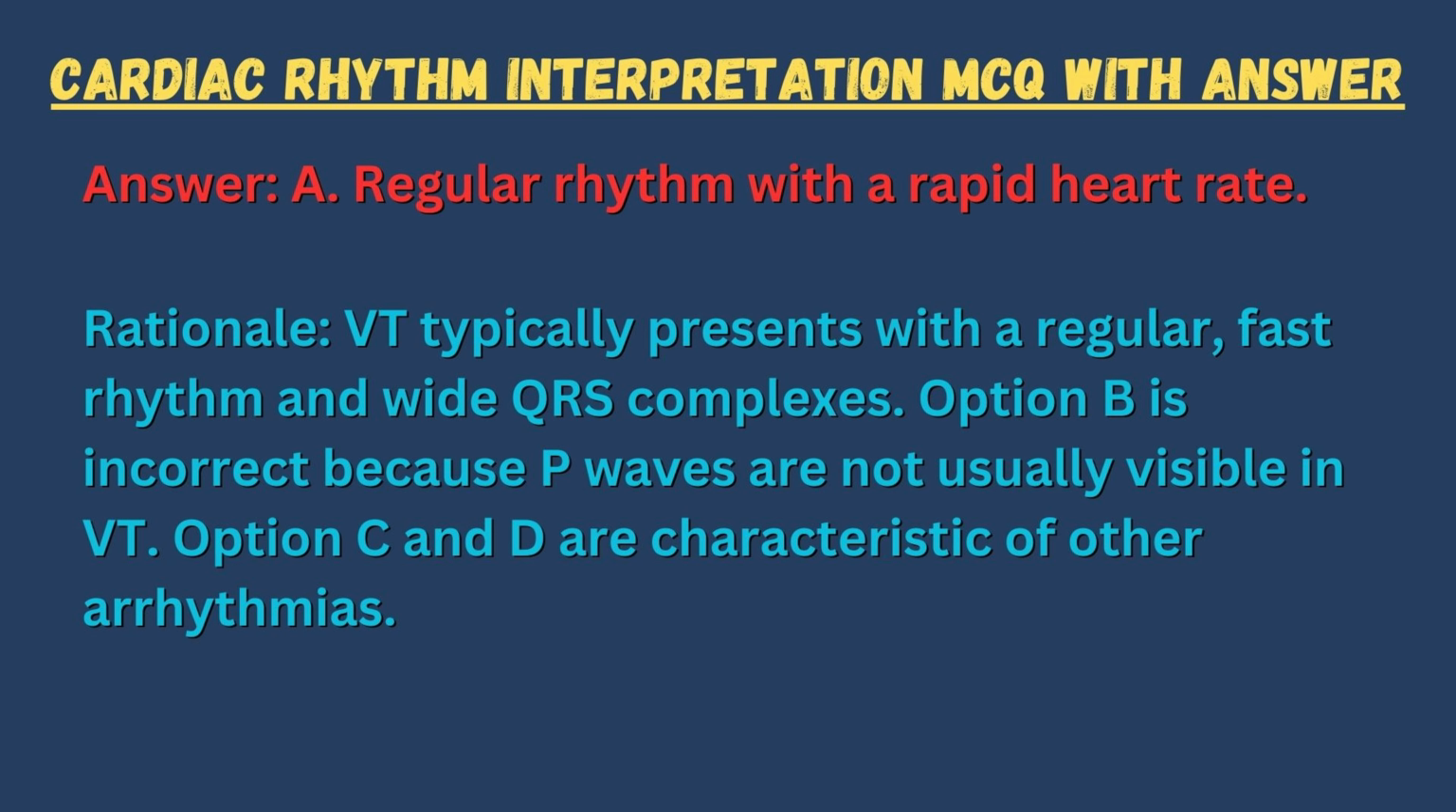Answer. A. Regular rhythm with a rapid heart rate. Rationale. VT typically presents with a regular, fast rhythm and wide QRS complexes. Option B is incorrect because P waves are not usually visible in VT. Options C and D are characteristic of other arrhythmias.